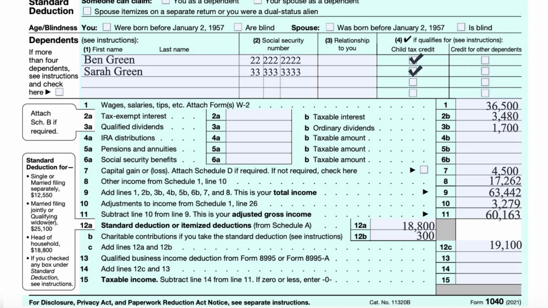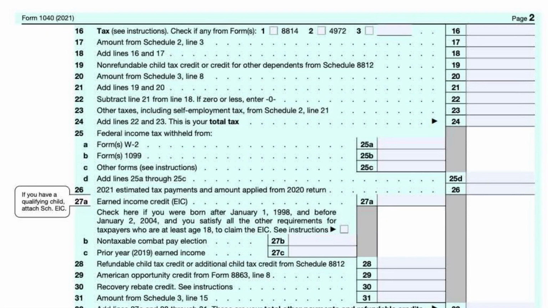Hi, welcome back. In this video, we will be going over tax credits. We are going to skip lines 13, 14, 15, 16, 17, and 18 for right now. These lines will be discussed in the next video.